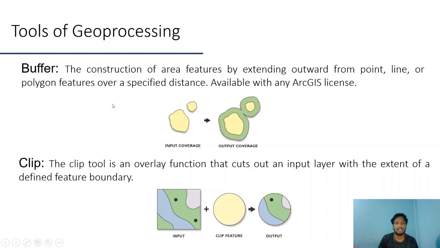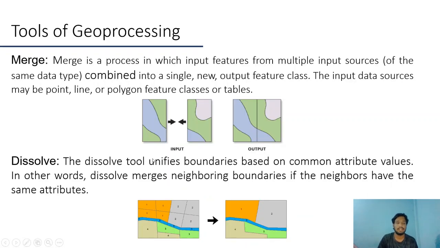At first, buffer. The construction of area features by extending outward from point, line or polygon features over a specific distance, available with an ArcGIS license. This is created by buffer. And next one, clip. The clip tool is an overlay function that cuts out an input layer with the extent of a defined feature boundary.